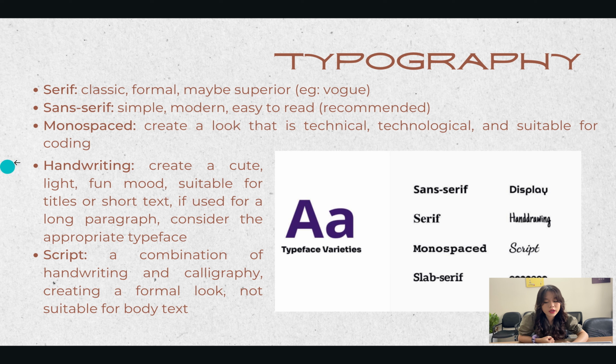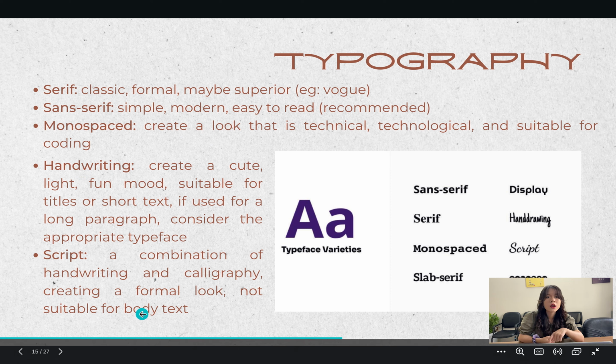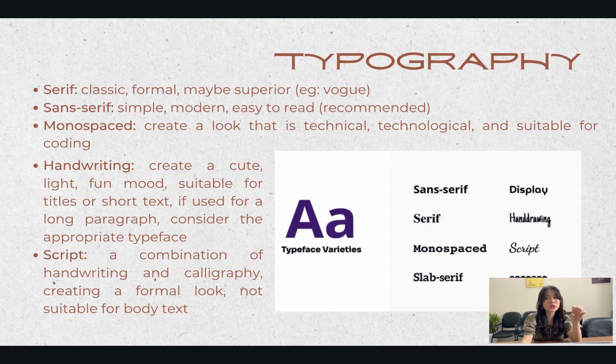Next is the handwriting and the script. They are the same because they are very smooth, like calligraphy when we write something. Those two typographies we cannot use too much in the design, because if we write a paragraph in a handwriting or script typography, it is really hard for the audience to read the whole paragraph. However, they are still very useful.